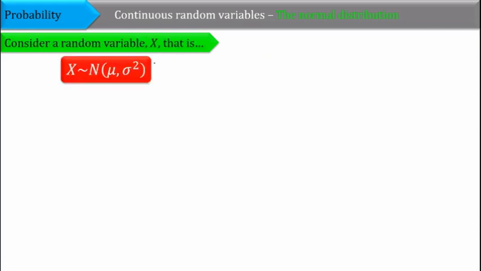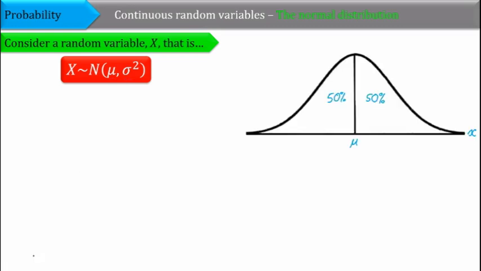Let's consider a random variable. We'll call it x, and we'll say that x is normally distributed with parameters mu and sigma squared. So that means that if we were to plot the distribution, then it's going to be bell-shaped, unimodal, and symmetrical about the mean. In other words, the mean of the data set is going to be in the middle. Of course, we're working on the real line, which will be our x-axis, and the symmetry means that we have 50% of the data to the left and 50% to the right.